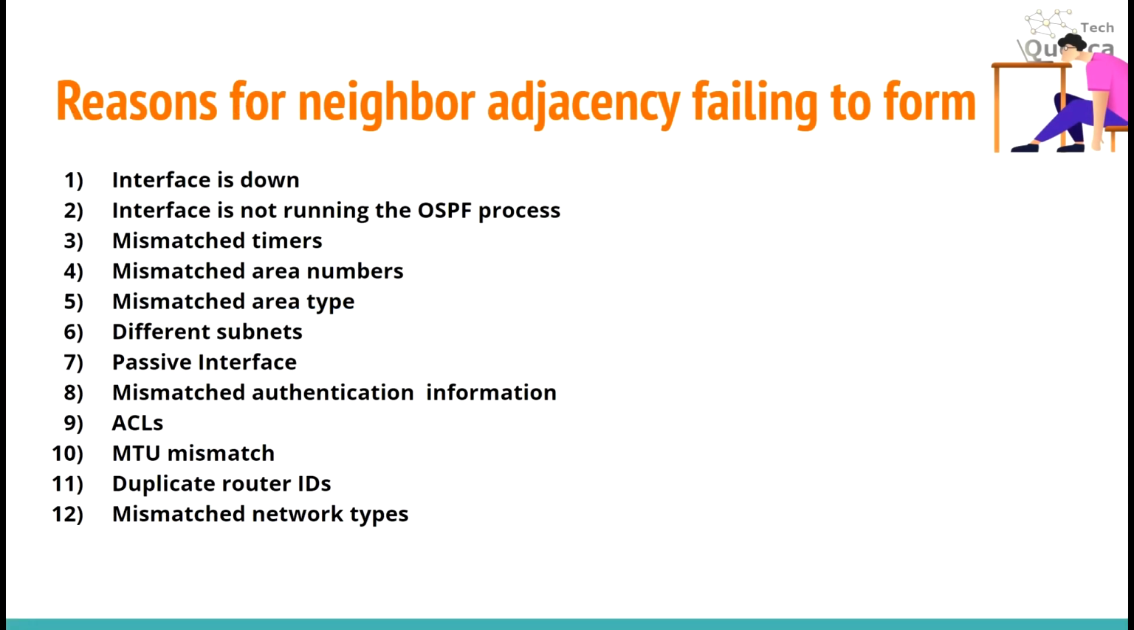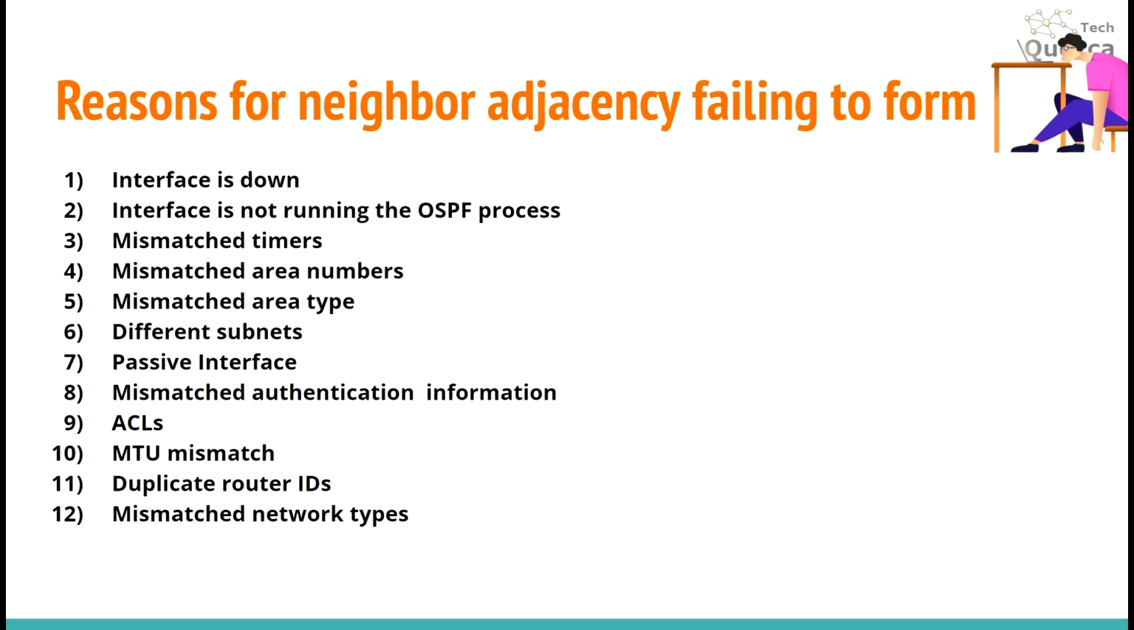There are several reasons why neighbor adjacency for OSPF fails to form. The first one is interfaces down. You need to be sure that interfaces on both ends of the link are in the up state. The next reason is interfaces not running the OSPF process. You need to be sure that the OSPF process is enabled on this specific interface for this neighboring link, and this can be done under the interface configuration mode or under the router OSPF configuration mode, so be sure that this is correct.